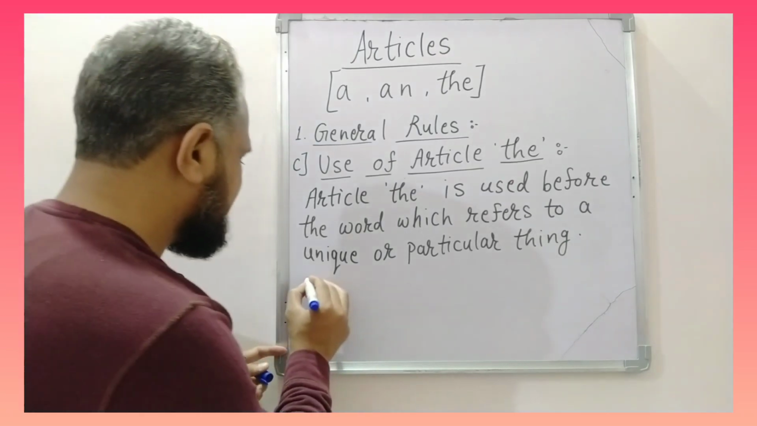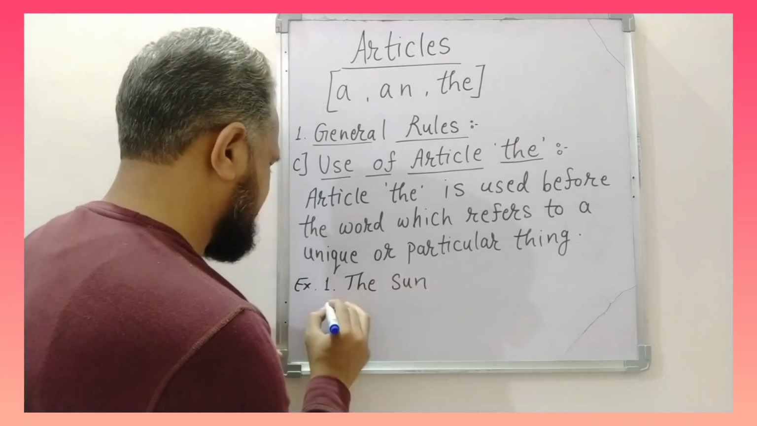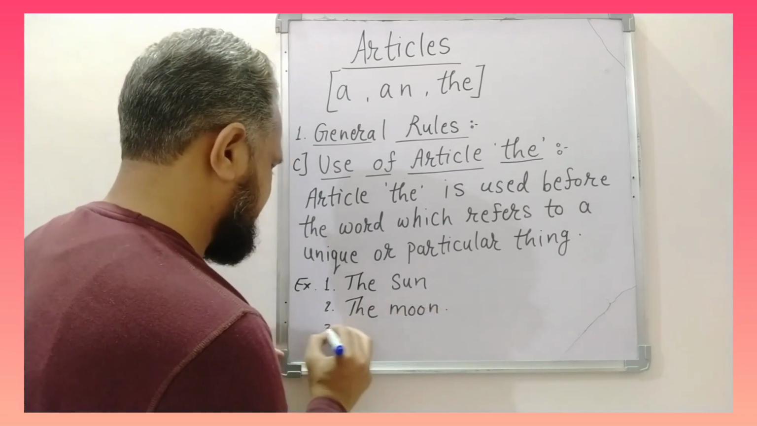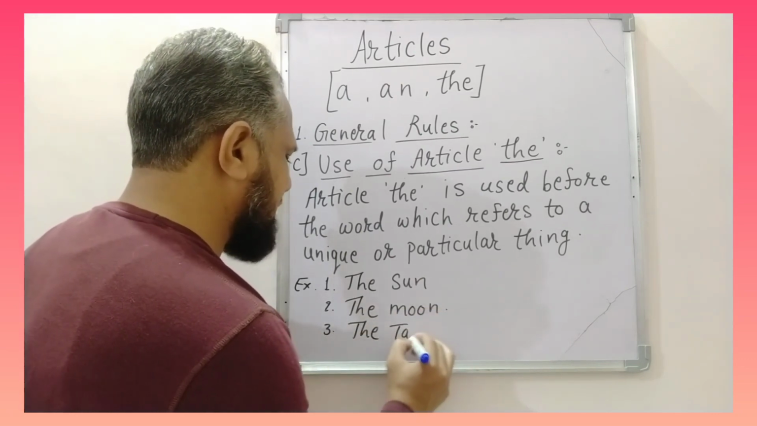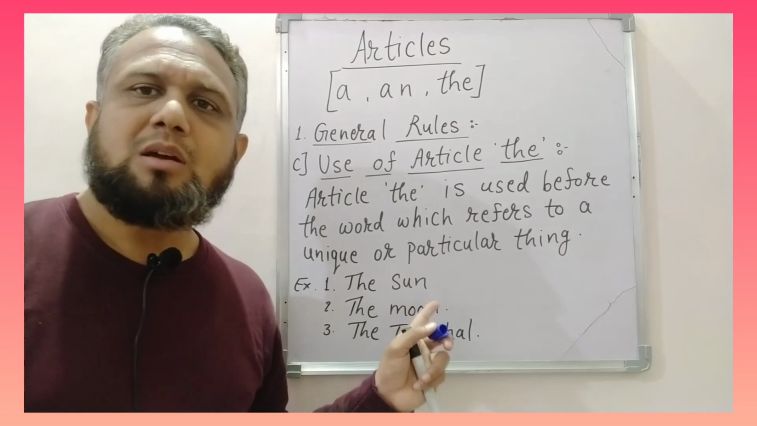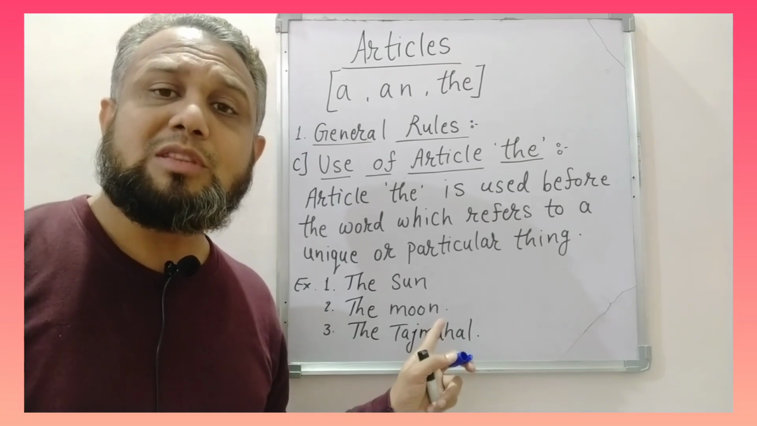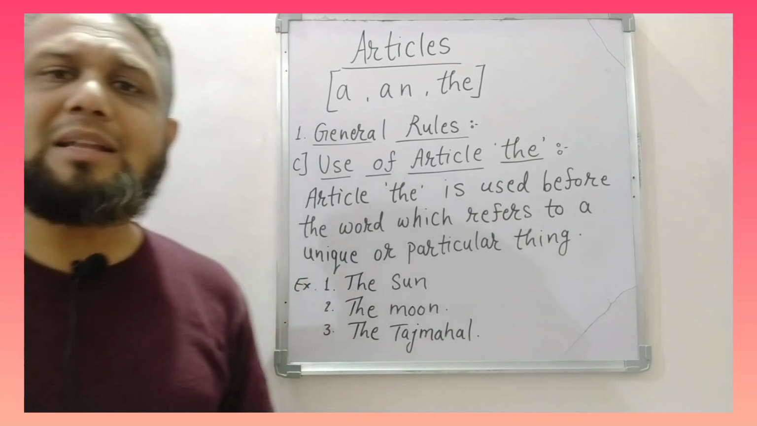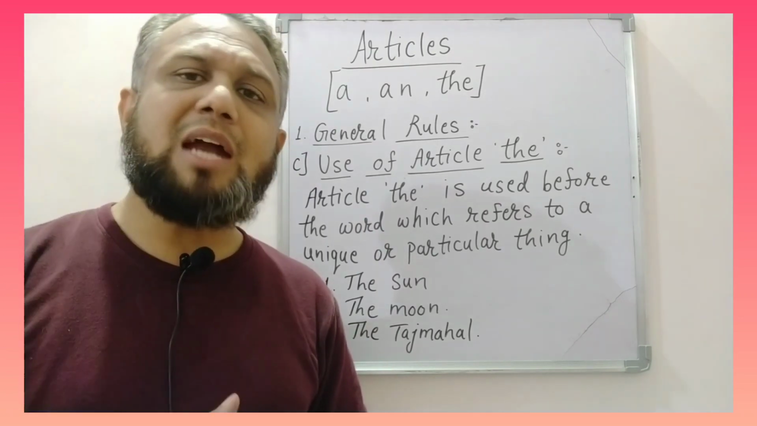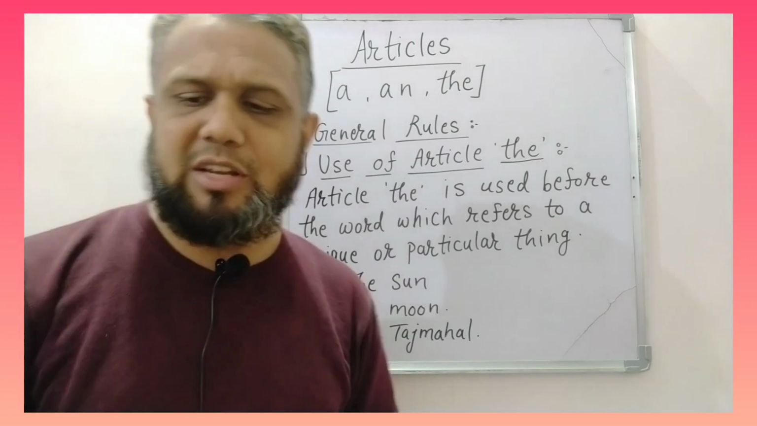For example, the sun, the moon, the Taj Mahal. Here there is only one sun, there is only one moon, and there is only one Taj Mahal. Now the article the is also used before the thing which is particular. Means when we are talking about a particular thing, then we use article the before it. For example, let us see.